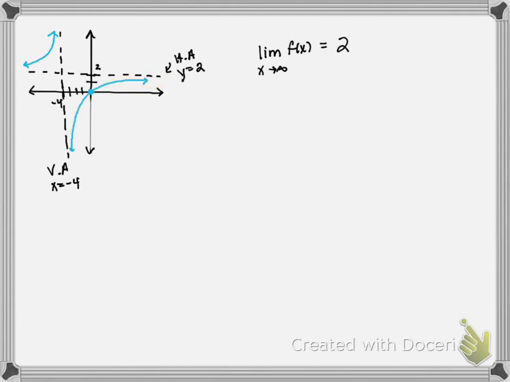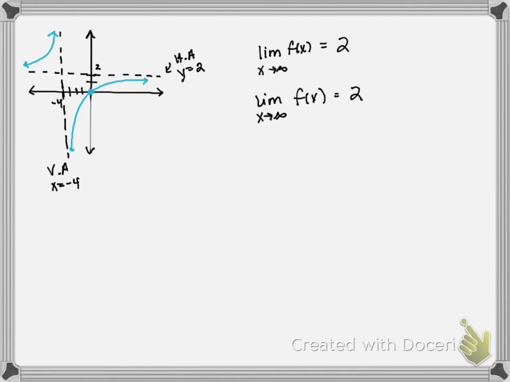Okay. The limit as x goes to -infinity of the function, same idea. The x values get smaller and smaller and smaller. Where does the graph go? This graph tries to approach the horizontal line at 2, so it will also have a limit value of 2 as x goes to -infinity.